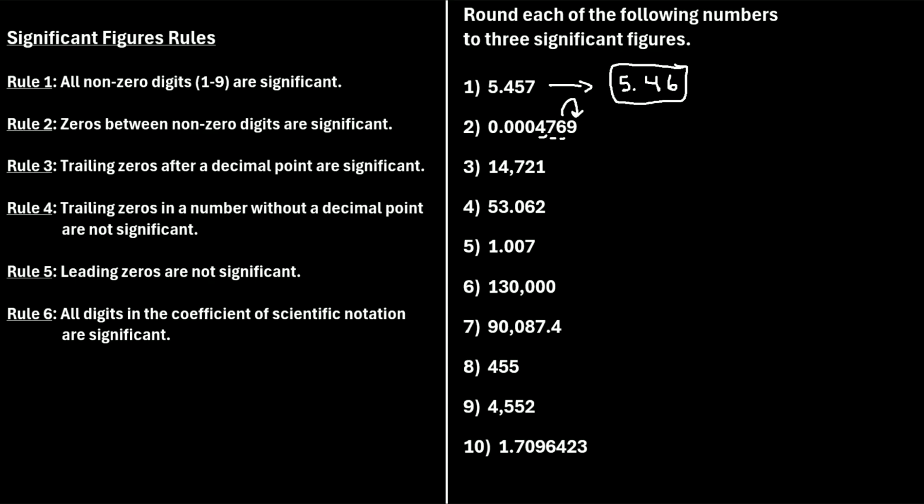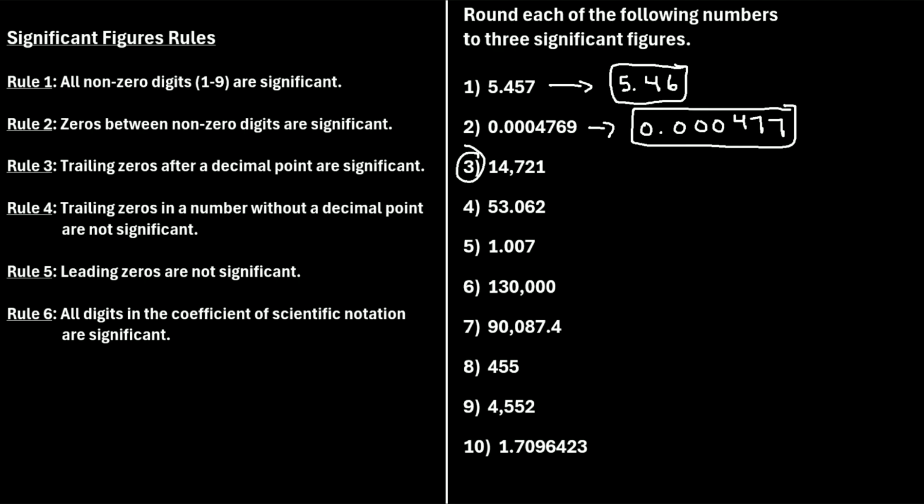Does this tell us to round up the 6 to a 7, or do we keep the 6 as it is? Well, a 9 tells us to round up, so we're going to round this up to a 7. So our final answer here is going to be 0.00047, and we're going to round up the 6 to a 7. So that's our final answer here. And again, this number, this result right here, has 3 significant figures, because these 3 digits at the end are the significant figures. And again, the leading zeros are not significant.